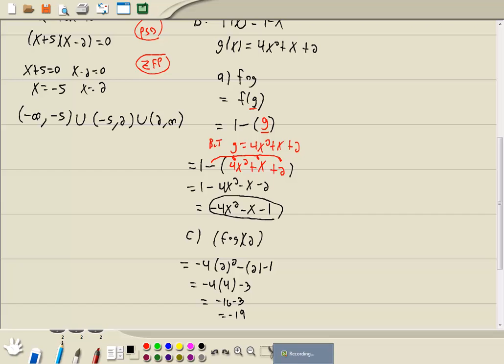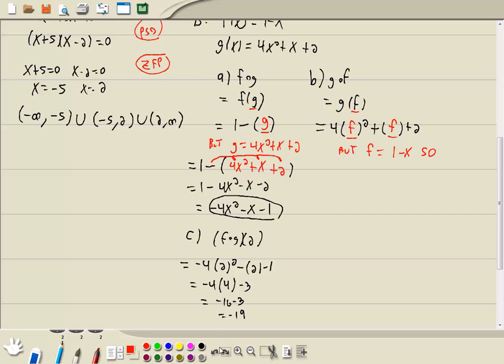Okay, so now let's go back to B. B says find the composition of g and f, which is g of f. So we're going to take our g of x, which is 4x squared plus x plus 2, and everywhere we have an x, we'll put in parentheses. Now whatever's inside the parentheses right here is automatically what we'll plug in here and here. But f is equal to 1 minus x, so this becomes 4 times (1 minus x) squared plus (1 minus x) plus 2.